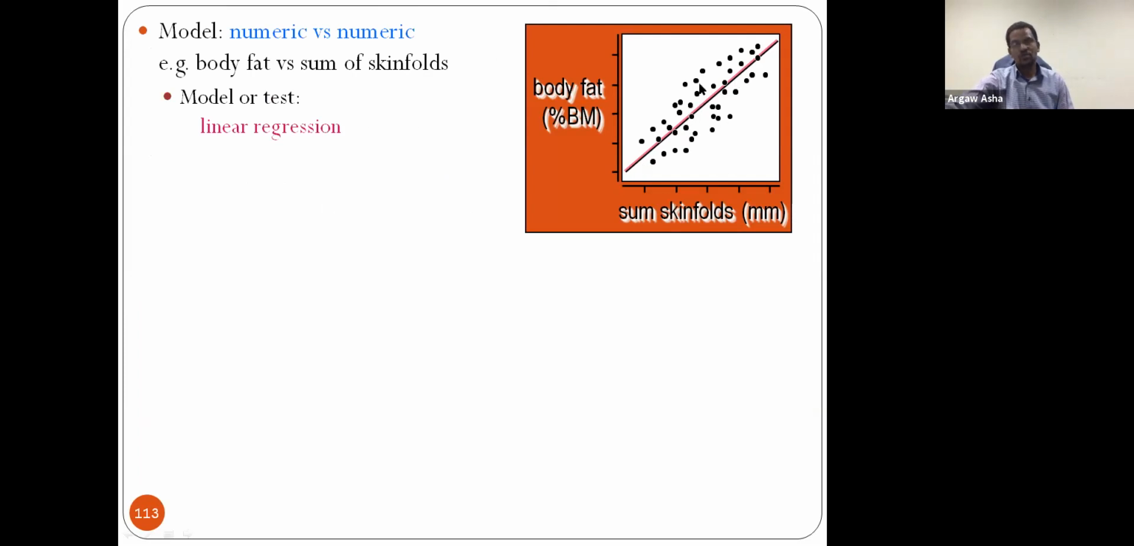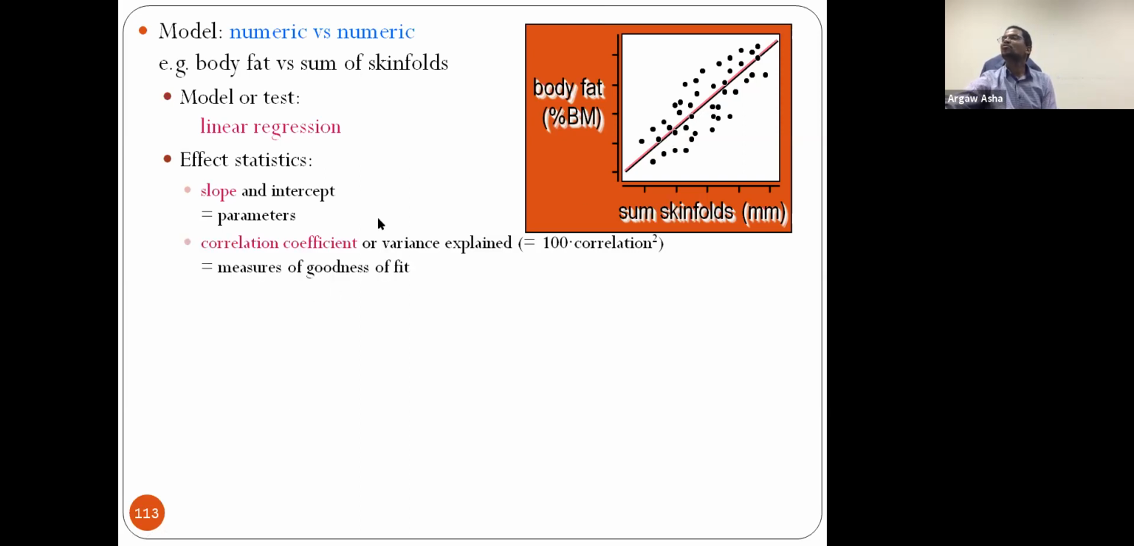This is correlation. The correlation can be explained in a straight line. The model for this kind of case is linear regression. The effect statistic is the slope, because the slope can give you the data, and the intercept as a parameter. When you see the correlation coefficient, the variance, for instance, is 100 with correlation squared as numeric.